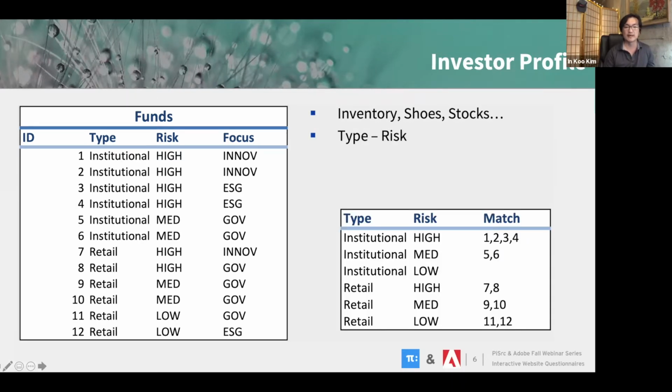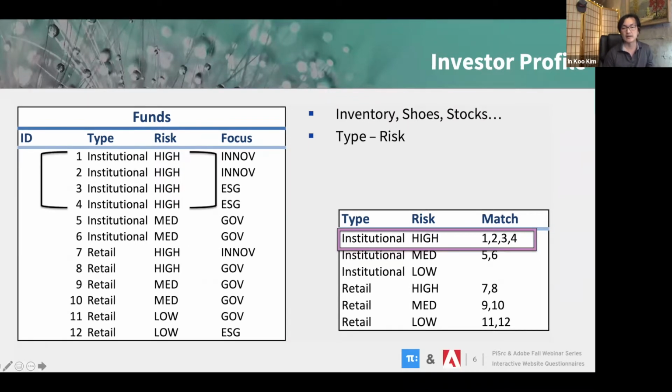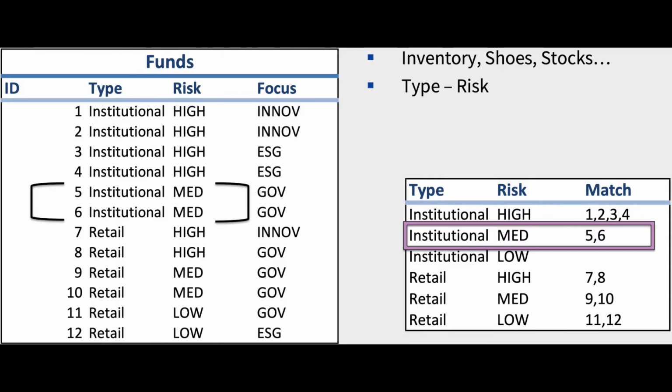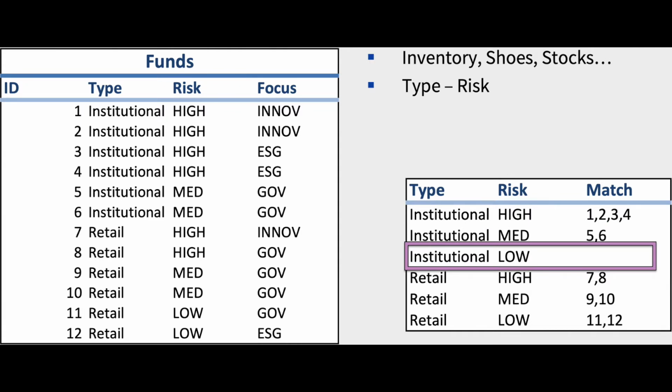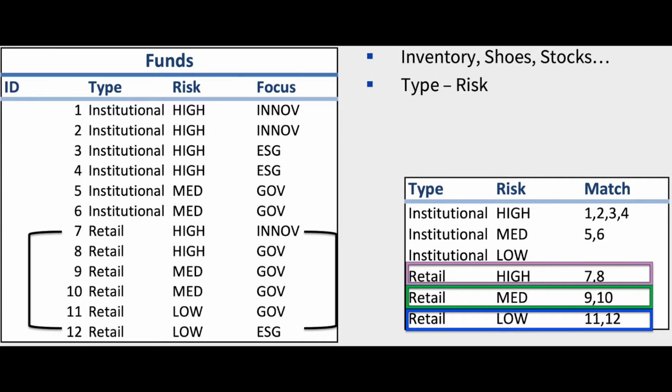So in this example, we have type, volatility, and ESG. If we look at type and volatility or risk, if we combine the institutional and retail types with high, medium, and low volatility, then what we have in the 3rd column are the products that actually match those combinations. So institutional high overlaps with products 1, 2, 3, and 4. Institutional medium is products 5 and 6. Institutional low does not match at all. And for the retail, it does a lot better job, right? We have high, medium, low risk, pretty much evenly distributing the products.